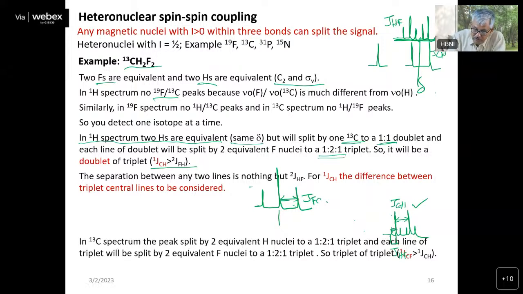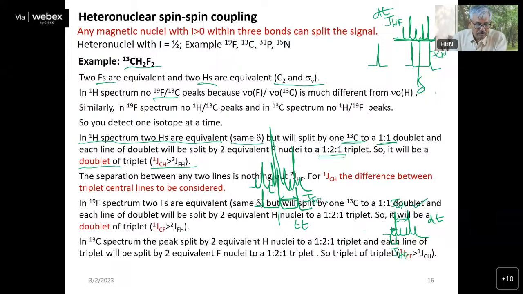There are two equivalent hydrogens, so each line will be split similarly, and this line also. So this will be a triplet of triplets. The proton spectrum will be a doublet of triplets, and the fluorine spectrum will also be a doublet of triplets, but in case of carbon 13 you will have a triplet of triplets. So you can first draw for one nucleus the larger coupling, and then each line is split again, because you have to multiply the various splittings.